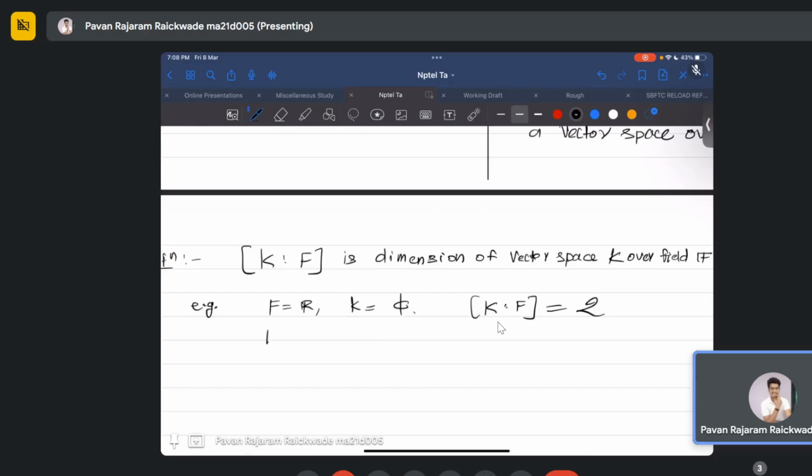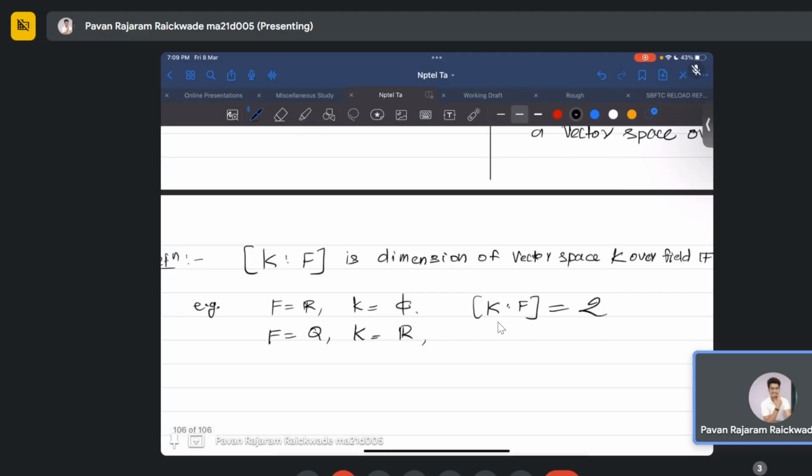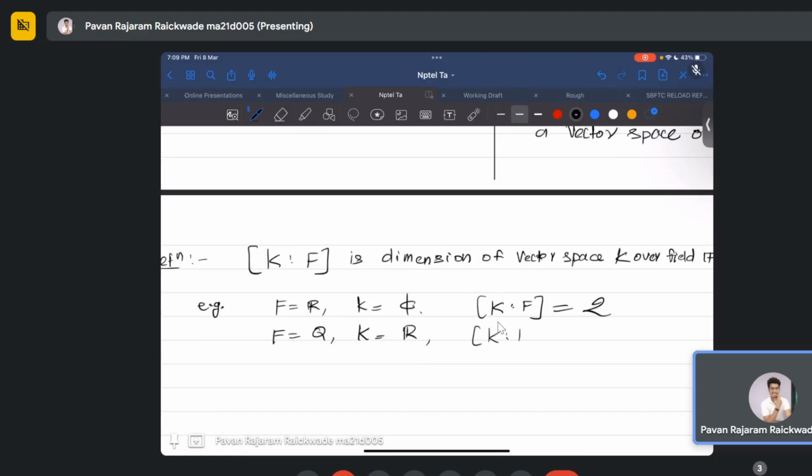Now if I take F to be Q and K to be R, real numbers are naturally an extension of the rationals, since it is a field containing the rationals. So is this finite? This is the question. So is this finite? I cannot hear you. Yeah, it cannot be finite.